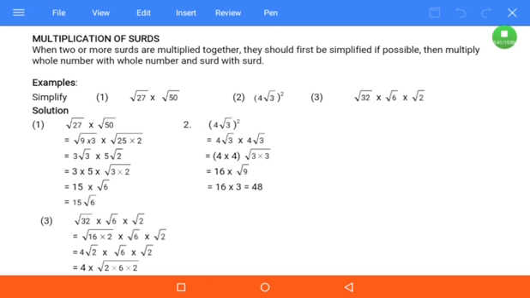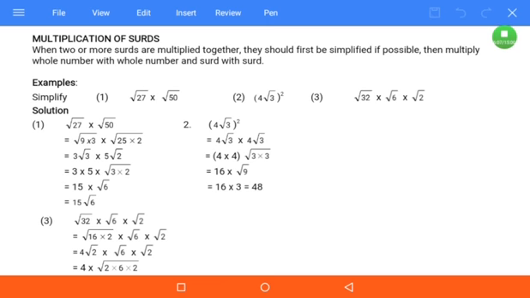Okay, when two or more surds are multiplied together, they should first be simplified if possible. Then multiply whole number by whole number and surd with surd. Yes, this is the basic rule here. You must understand that when multiplying surds, you multiply whole number by whole number, then square root numbers by square root numbers. Okay, example 1 is square root of 27 times root 50.